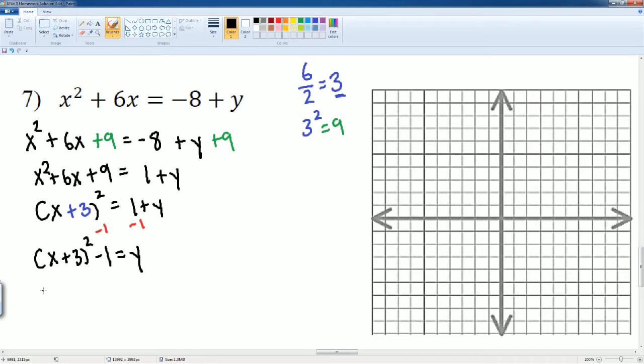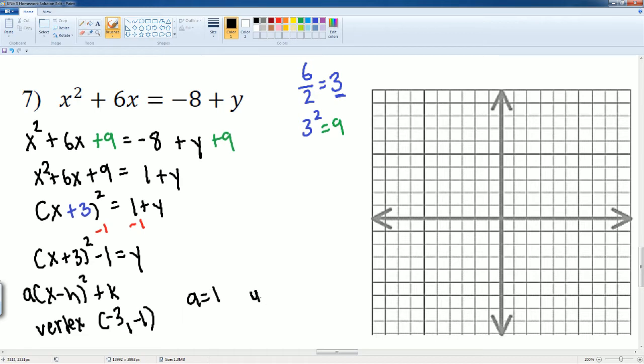This is in vertex form. It looks like a(x minus h) squared plus k. So my vertex is going to be -3, -1. My a equals 1. It opens upwards with a 1, 3, 5 pattern.